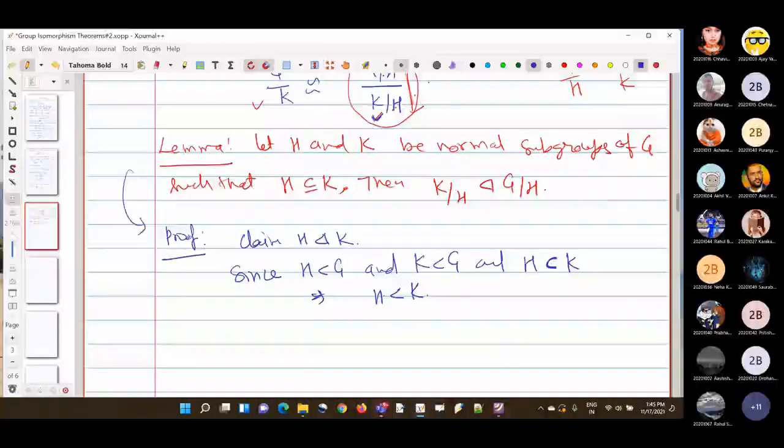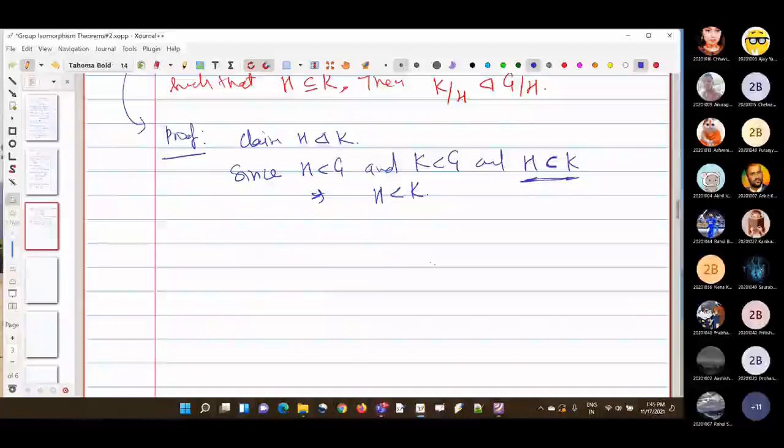If you have two subgroups of a group, and one is contained in another, then the smaller one becomes a subgroup of the bigger one. So H becomes a subgroup of it. It has a small proof, you can try it out. It's not so much. You do not need to give so much emphasis here, but you can try it out. Okay.